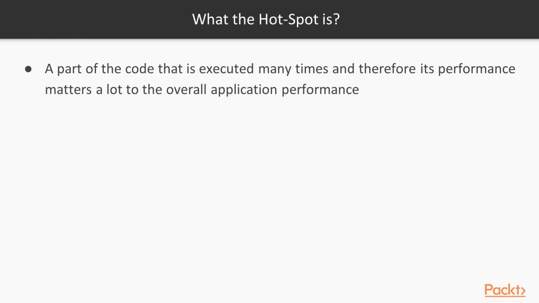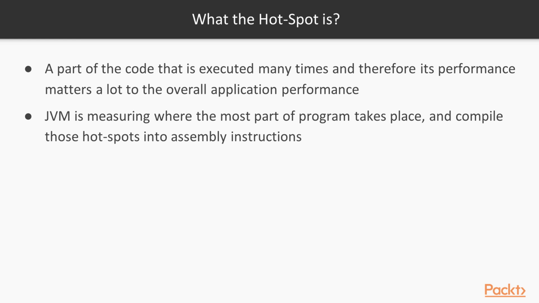And what is a hotspot? It is a part of the code that is executed many times, and therefore its performance matters a lot to the overall application performance. When we have code paths that are executed very frequently, the JIT can measure it and compile it. So the JVM measures where most of the program's time is spent and compiles those hotspots into assembly instructions.